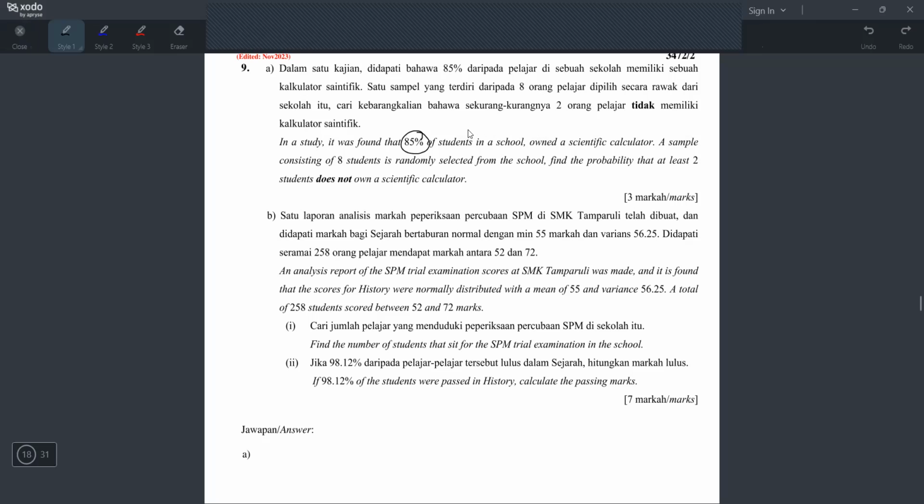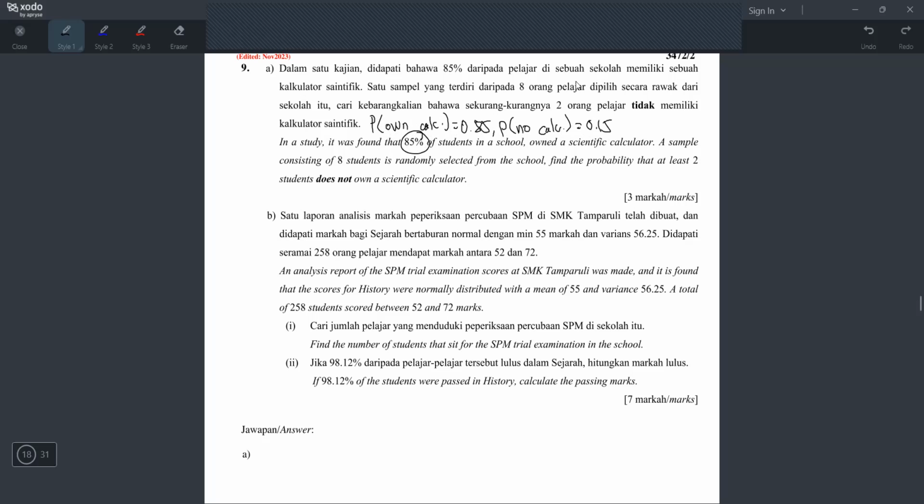Okay. It was found that 85% own a scientific calculator. When they talk about percentage, automatically it will be the probability. So probability own calculator. I just write short form because I'm too lazy to write scientific calculator, too long already. So what is the probability? 85%, 0.85. So what is the probability of a student who has no calculator? It will be 1 minus 0.85, which is 0.15.